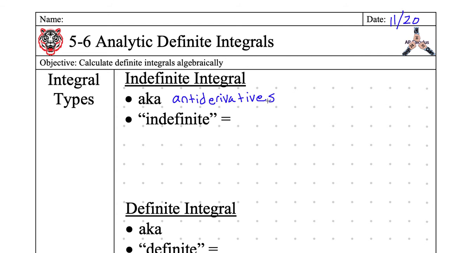The indefinite part of indefinite integrals means that we just don't know where you started and where you ended. It's just taking the entire function, all the way from negative infinity out to positive infinity. So let's just say we don't know where to start and end.